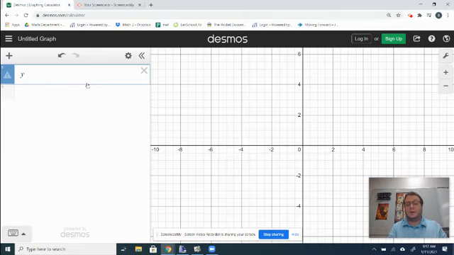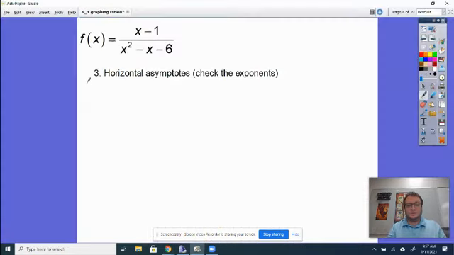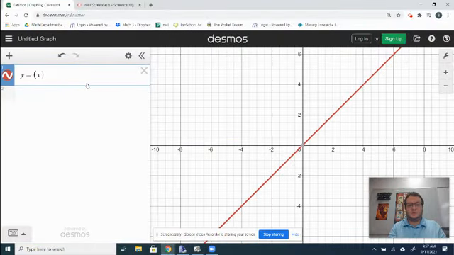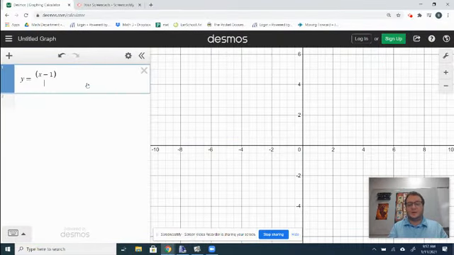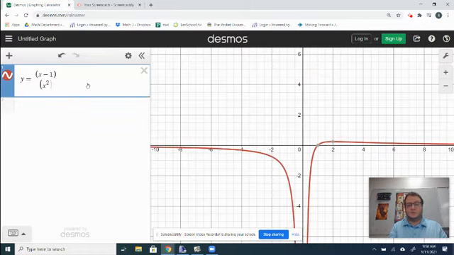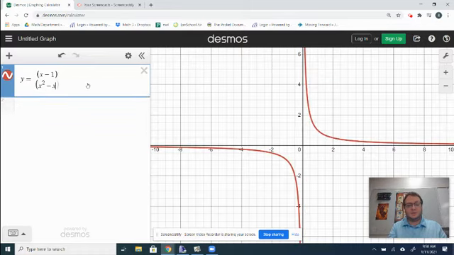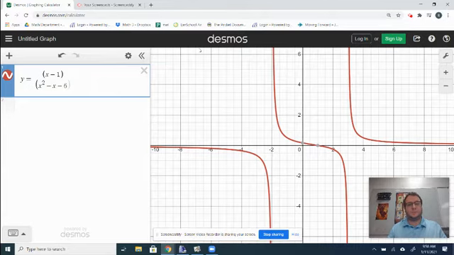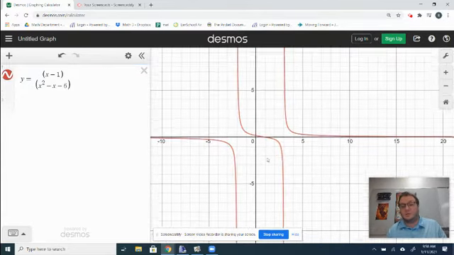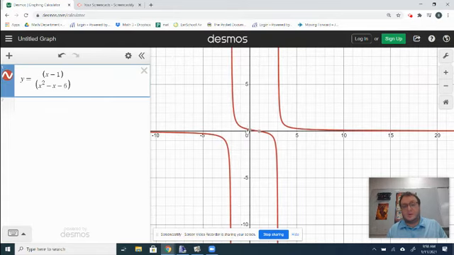So I'm going to do y equals x minus 1, divided by x squared minus x minus 6. Okay, and this looks a little bit nicer, a little bit clearer as to what's going on. So first off, we notice we do have those two intercepts.